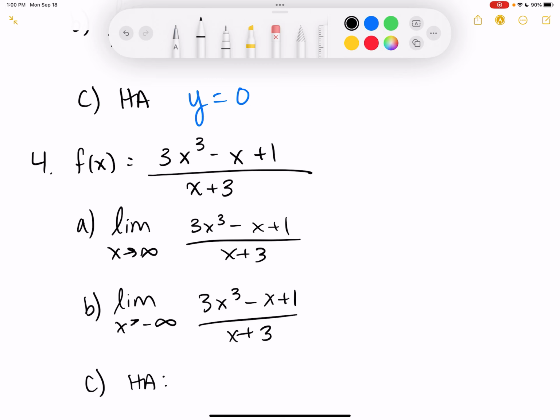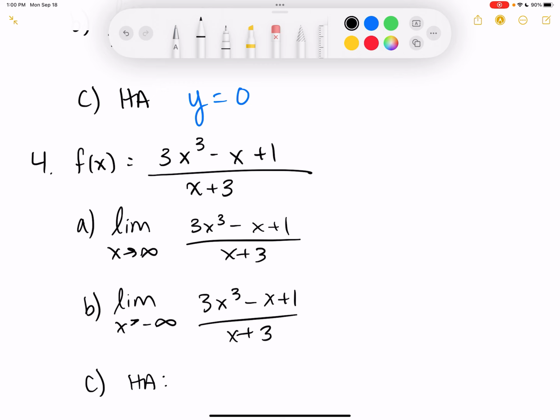Wait, let me see if I can remember it. Okay. Bobo: bigger on bottom, y equals 0. Bosco: both the same, use the coefficients. And Botno: bigger on top, no horizontal asymptote.